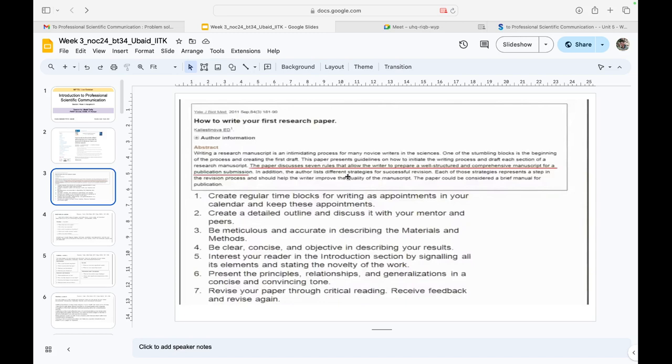When you are getting results, start writing those results, and simultaneously create some time slots: for this 1 hour, I will write some part of the introduction. I will read some papers and write part of the introduction. So you will keep on accumulating, writing small parts, and it will be easy for you.